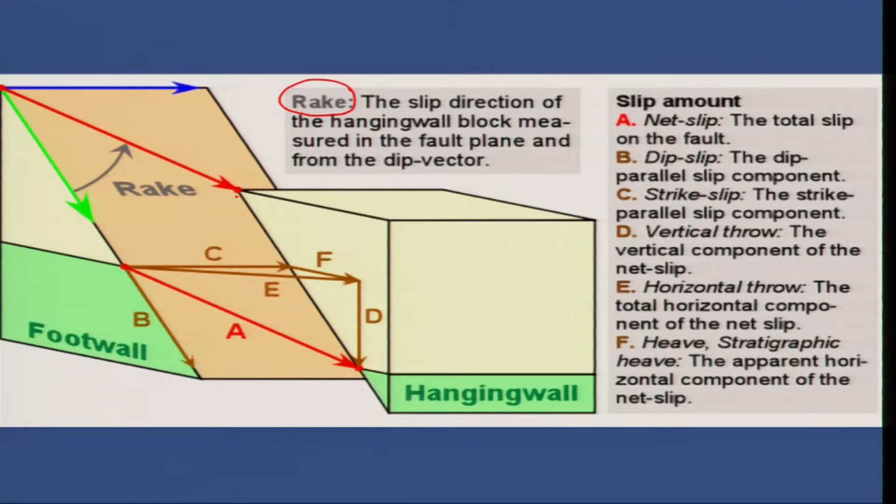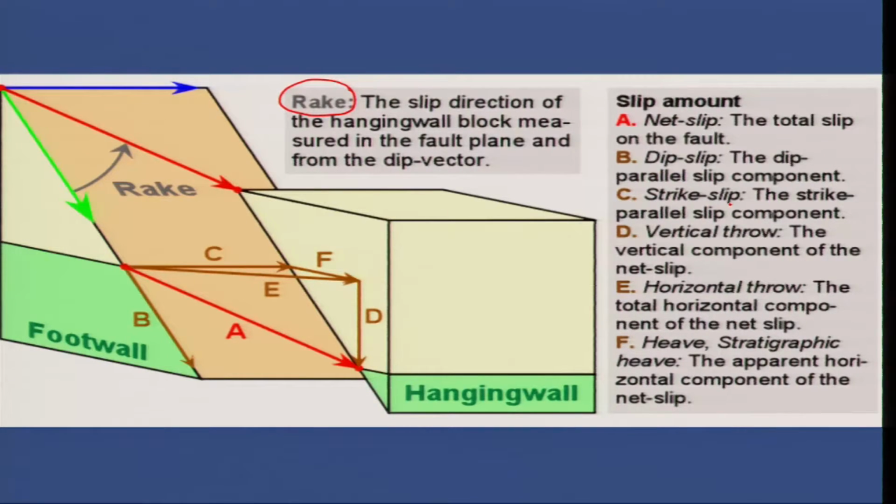Other parts are also given here, like the net slip. Net slip is this one, how much it slipped, because this block slipped laterally along the strike as well as in the dip direction. So, this is the net slip. Then we have the dip slip. This is the amount of dip slip, and it is measured from the tip of this one to the tip of this one.